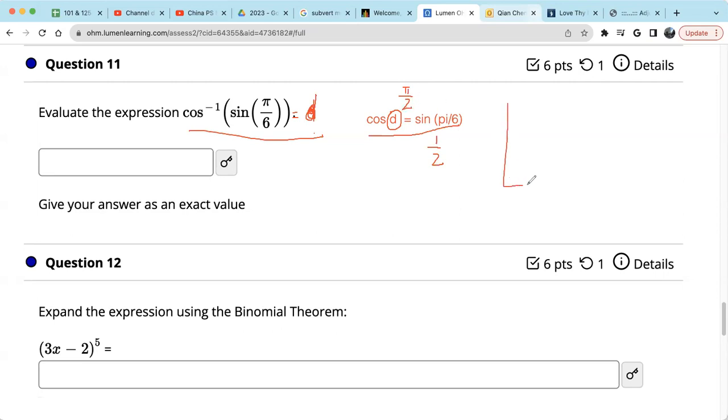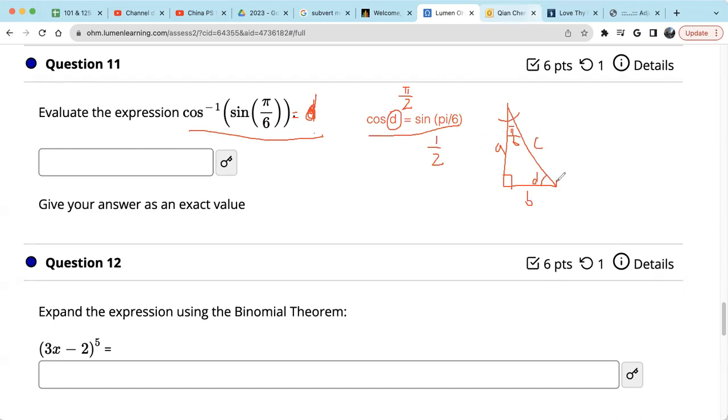So we can take a look at a picture. Let's say I have a right triangle right here. Let's call this angle D, and the other angle is pi over 6. You see, sine of this is the opposite. Let's call this B, let's call this A, and let's call the hypotenuse C. So sine pi over 6 is the opposite, B over C. What about cosine D? Cosine D is also B over C.